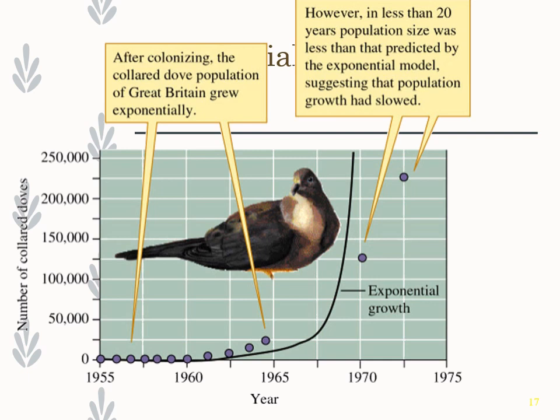Here's an example we have talked about before. We talked about the Eurasian collared dove population spreading across from Turkey into Europe. We talked about this when we were talking about changes in population distributions. And the Eurasian collared dove showed that if we just look at its population in Great Britain, in less than 20 years, it was able to grow very rapidly.